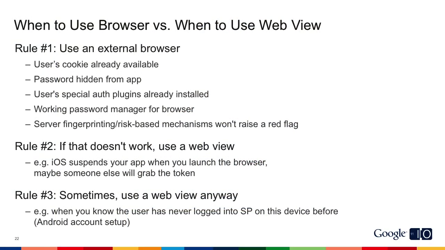And then rule number three is sometimes use a web view anyway. If you know that all those advantages that I have listed under rule number one certainly don't apply to your use case, then it's okay to use a web view. One example of this is the Android team does this in their out-of-box experience. When you buy a new phone or tablet and you unpack the box, you turn it on for the first time, one of the things you do in the beginning is you provision your account. You type your username and password. And at that point, you know that the user has never used a standalone browser on this platform to log in. There's no chance that any of these advantages from rule number one could possibly kick in. So you might as well use a web view in this case.